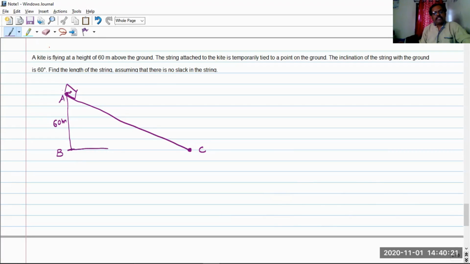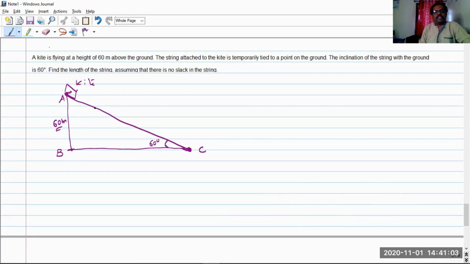So AB is the height. The distance of that point on the ground from the bottom B is not given. The inclination of the string with the ground is given, which means this angle is 60 degrees. The question is to find the length of the string, assuming that there is no slack in the string. So this is a kite, this is a string, tied at the point C on the ground. The angle of elevation of that string with the ground is 60 degrees, and the height of the kite from the ground is 60 meters.